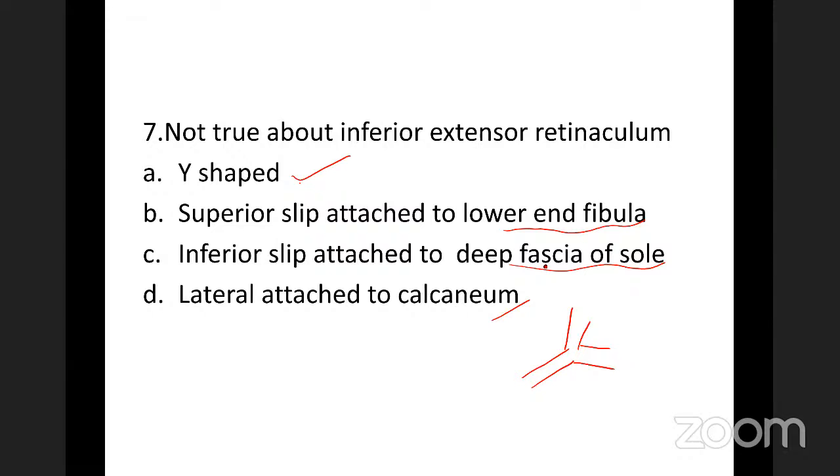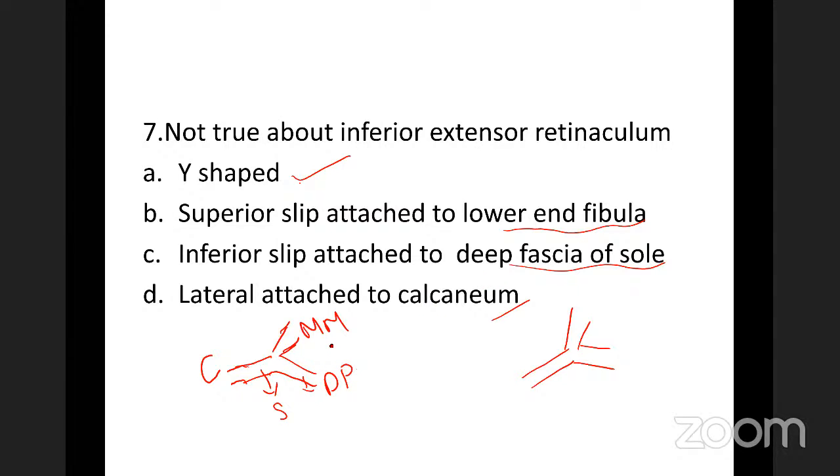B, D. I will explain once again. Any other options, students? Yes, I will explain this. You all know that the inferior extensor retinaculum is Y-shaped. This is the stem of the inferior extensor retinaculum, which is attached to the calcaneum laterally. The superior slip is attached to the medial malleolus of the tibia, right? And the inferior slip is attached to the deep fascia of the sole, which is nothing but the plantar aponeurosis.